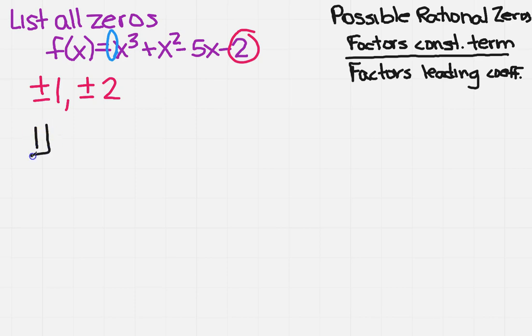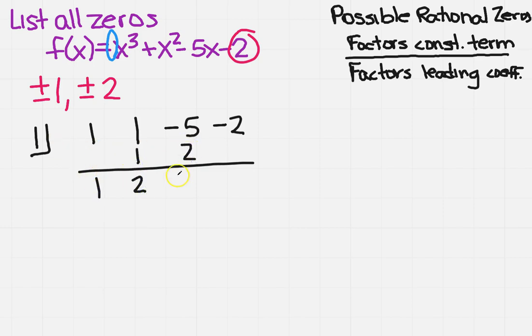So I've got 1, 1, minus 5, minus 2. If I do that, I bring down the 1. 1 times 1 is 1. Add them, I get 2. 2 times 1 is 2. Minus 3. Minus 3 times 1 is minus 3. Oh no, I got a remainder. The fact that you got a remainder means you know that 1 is not a solution.